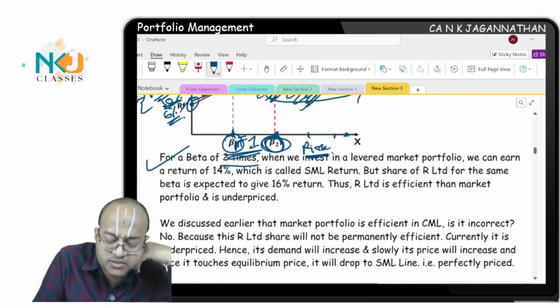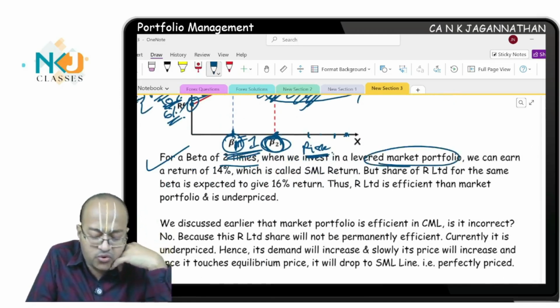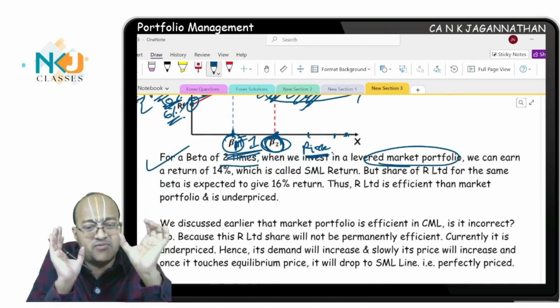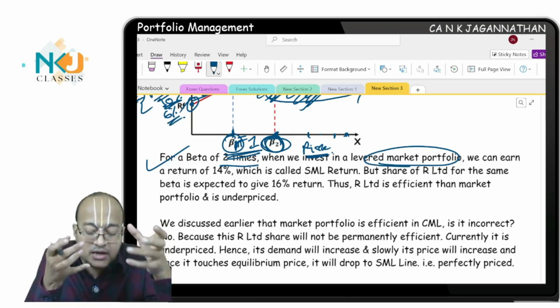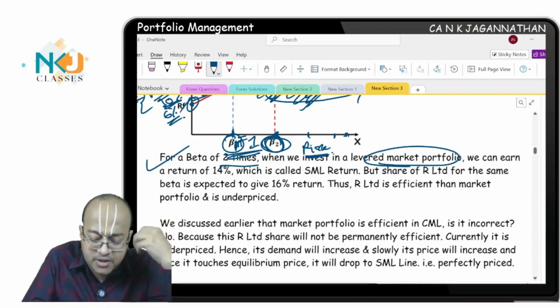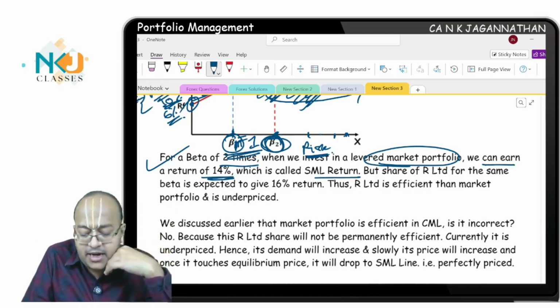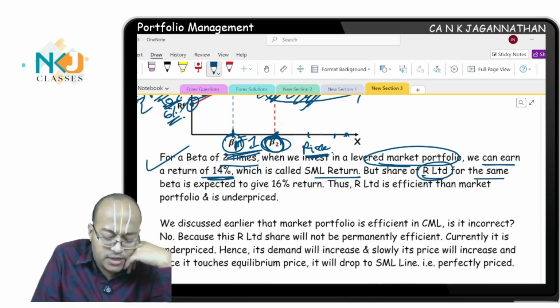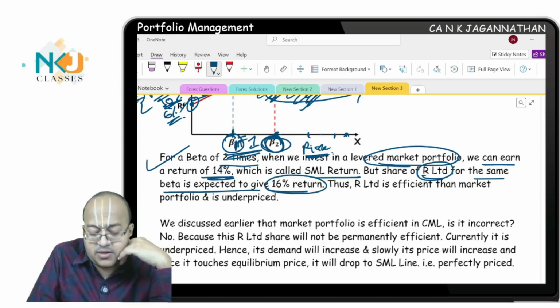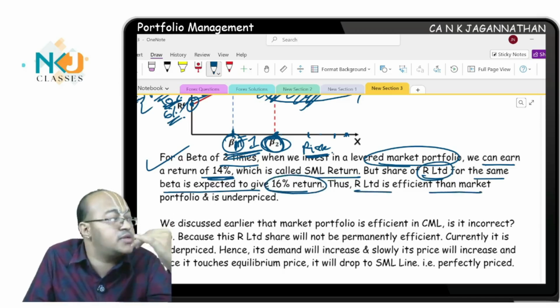For a beta of 2, when we invest in the levered market portfolio, in the sense the market portfolio itself is levered, which means risky. That is what they mean by levered. We can earn a return of 14%, which is called the SML return. But the share of R Limited, for the same beta, is expected to give a 16% return. Thus R Limited is efficient, even more efficient than the market portfolio.